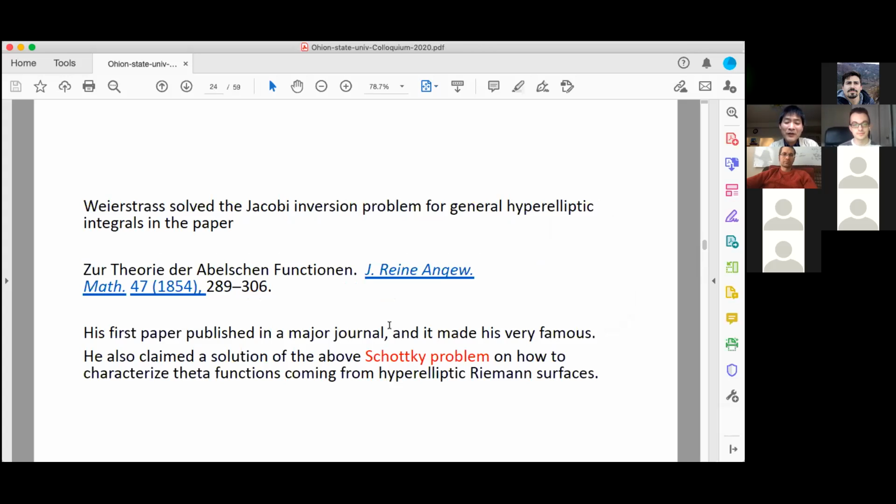Weierstrass solved the Jacobi inversion problem for general hyperelliptic integrals in this paper, 1854. It was a major result. This was his first paper published in a major journal and made him very famous overnight. But in this paper, he also claimed a solution to the Schottky problem of how to determine theta functions coming from hyperelliptic Riemann surfaces.